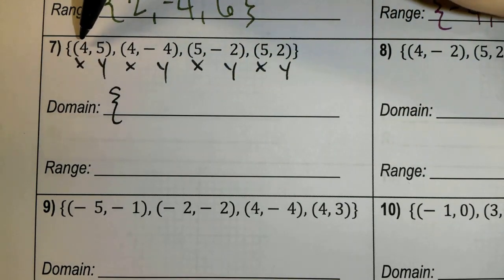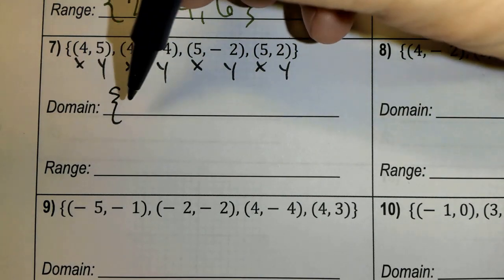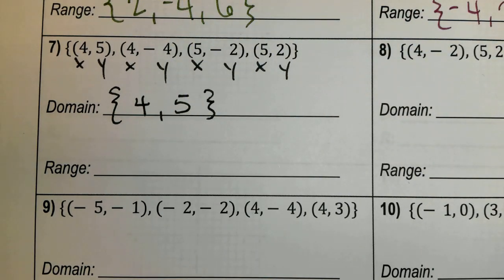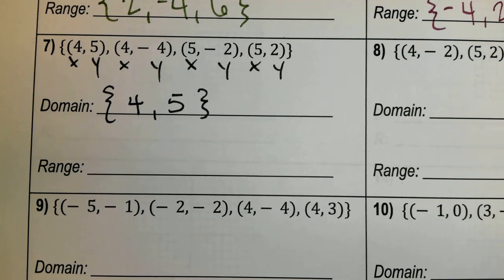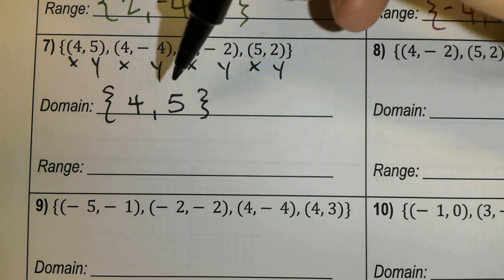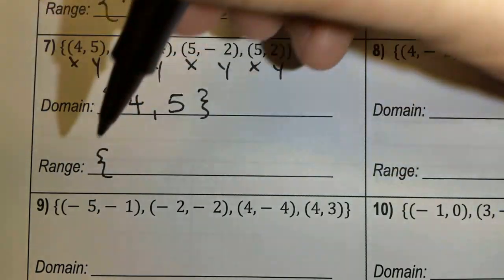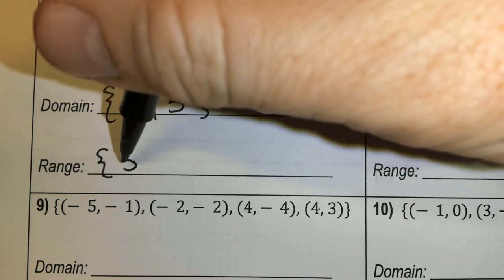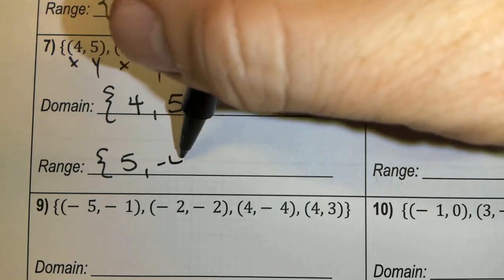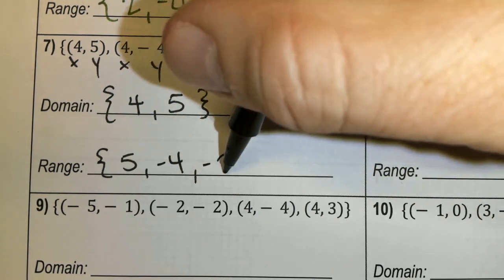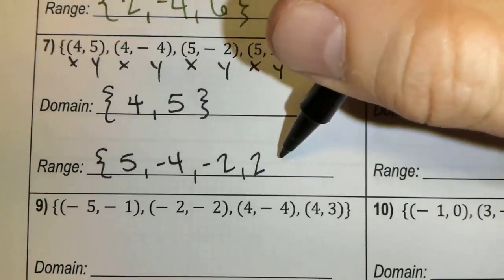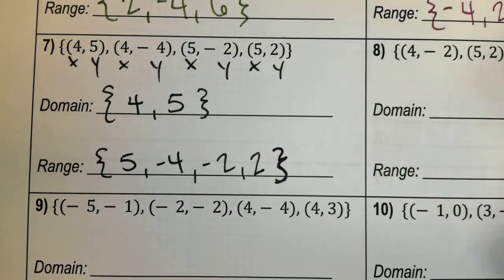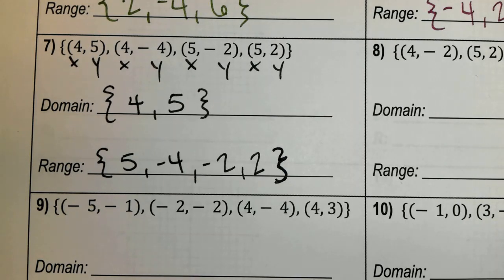Okay, so X's, I have 4, 4, 5, 5. So I just have 4 and 5. That's it. Because they repeat, I don't have to write them twice. Okay, range. 5, -4, -2. Okay, none of those repeat. So 5, -4, -2, and 2. Oh man, that was terrible. Okay, a little better.